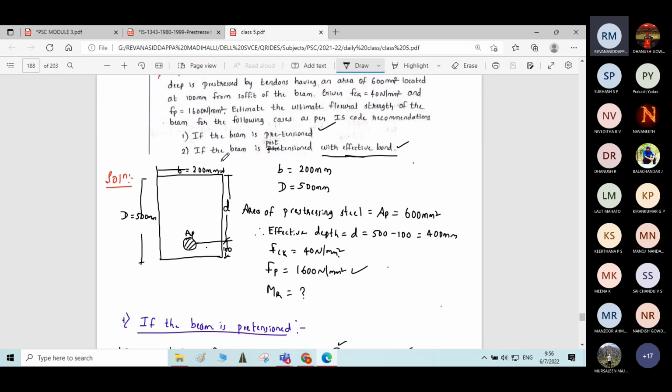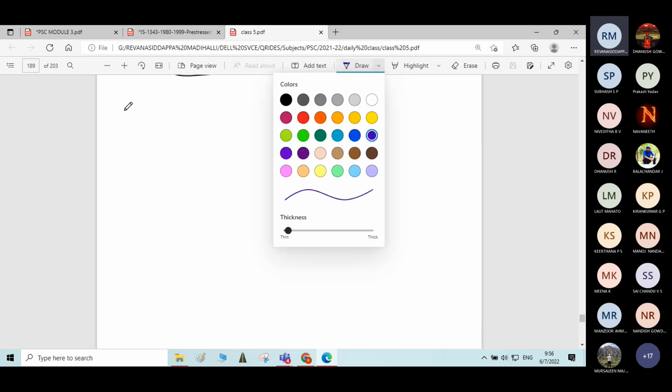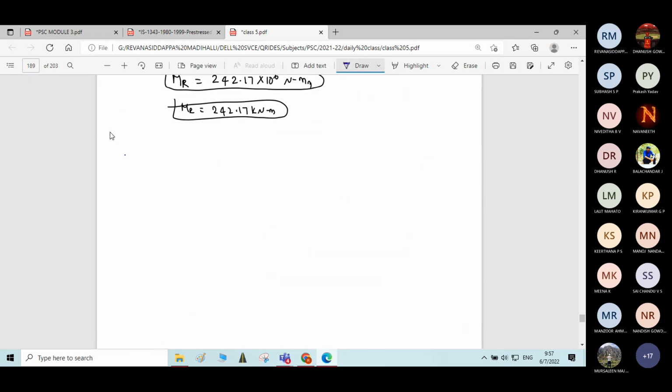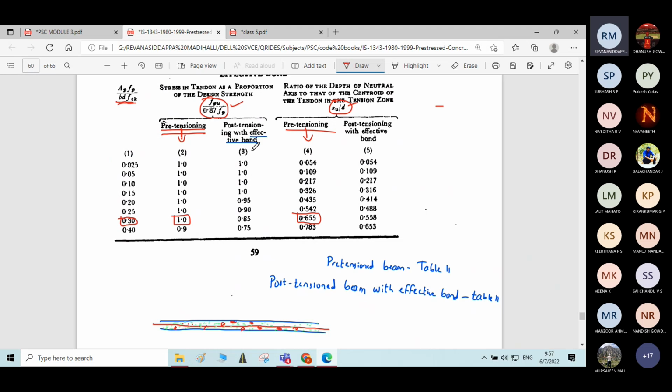Second question: if the beam is post tensioned with effective bond, what is the moment of resistance? That is the question. Okay, post tensioned with effective bond.